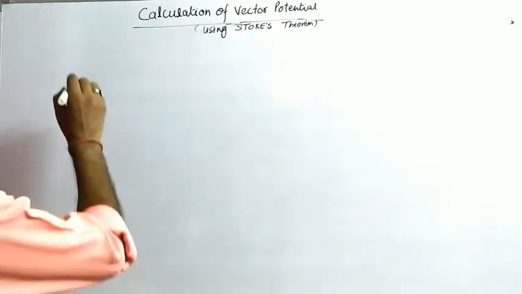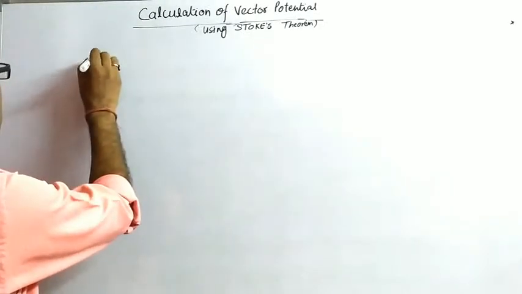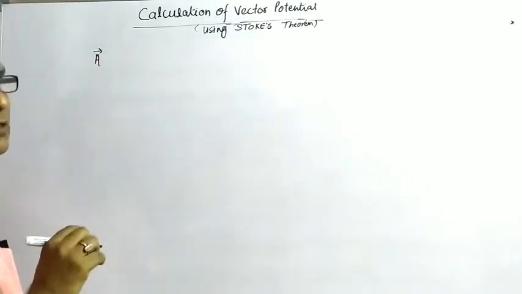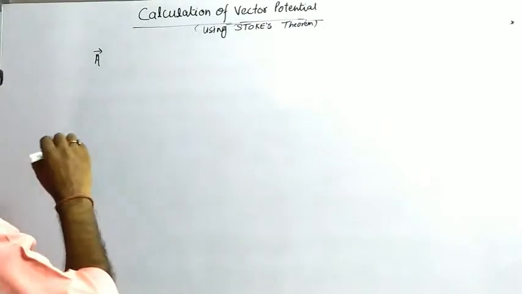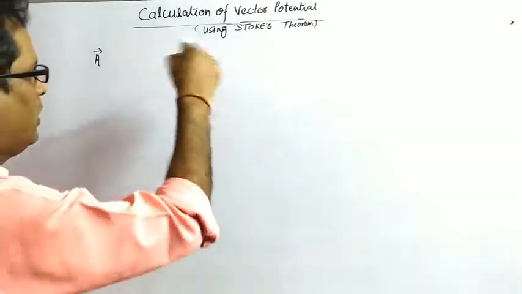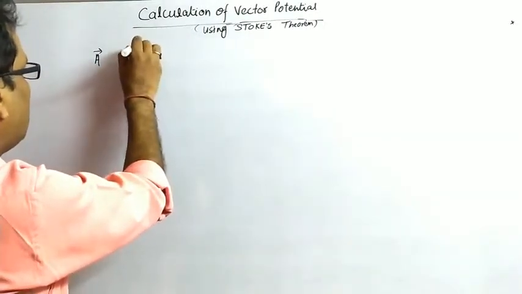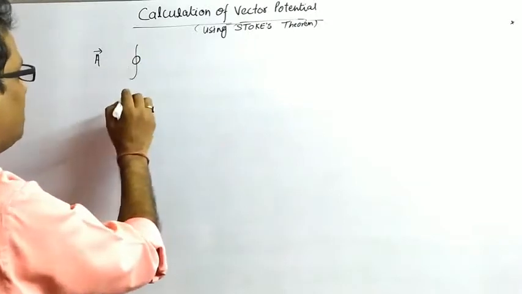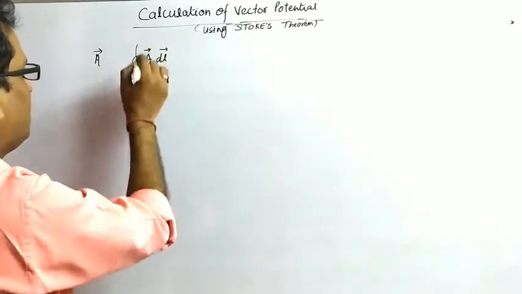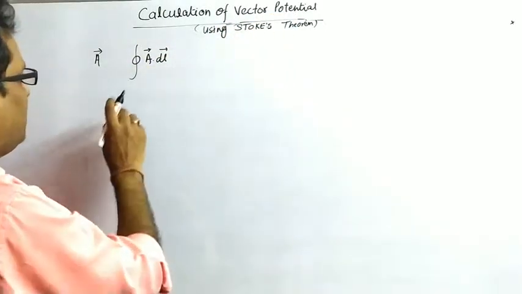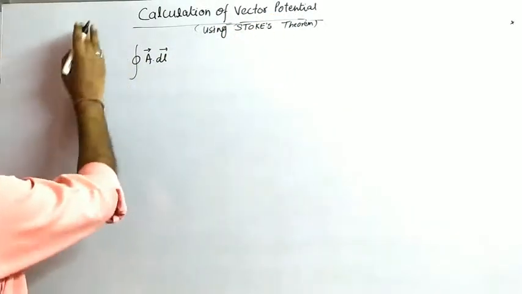So if I have a vector potential A, which is known as magnetic vector potential, then taking the line integral of this A around any closed loop. So I am taking the line integral of this vector potential A around a closed loop.